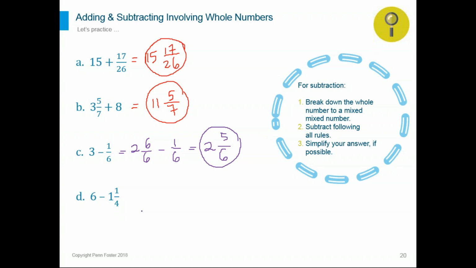The same thing, number D: 6 minus a mixed number. Change the 6 to a 5 and 4 over 4, minus 1 and 1 over 4. Again, I have common denominators. 5 minus 1 is a 4. 4 minus 1 is doable, so it's a 3, and then the 4 will stay, and this is your final answer. That's it.